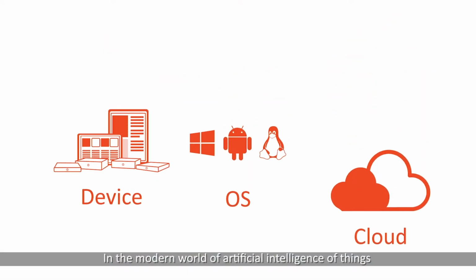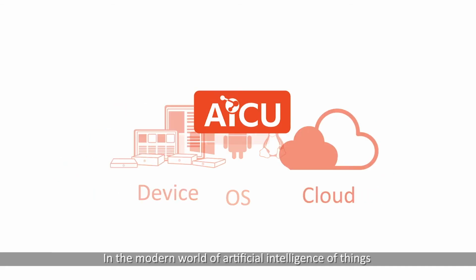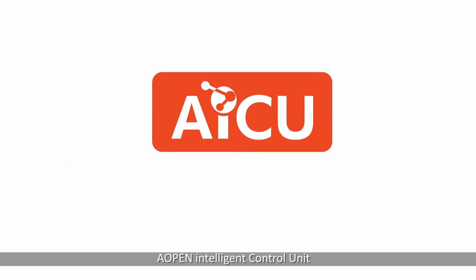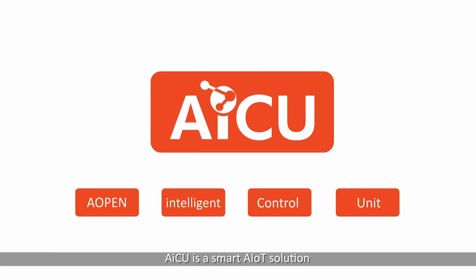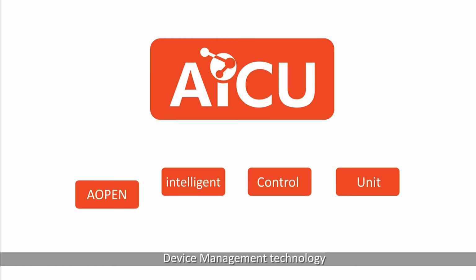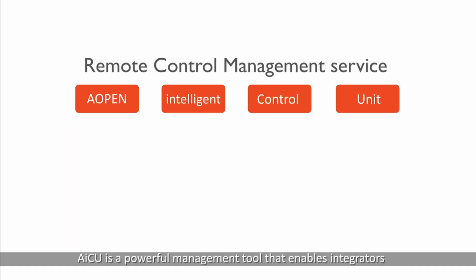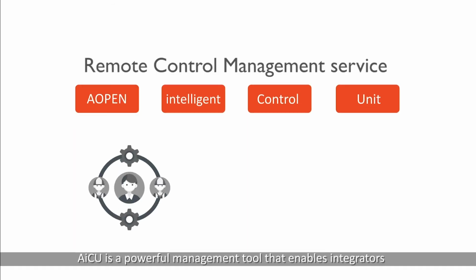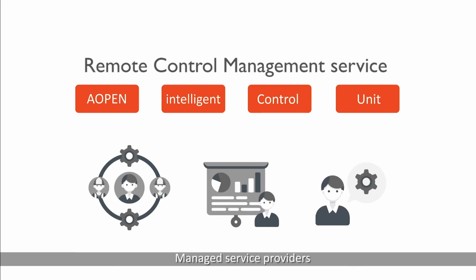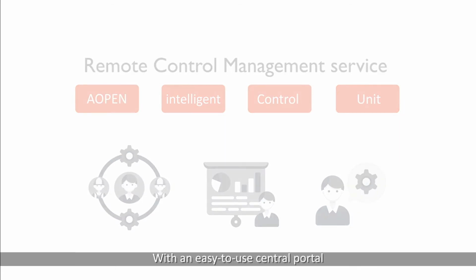In the modern world of artificial intelligence of things, AOPEN Intelligent Control Unit, AiCU, is a smart AIoT solution that brings together cloud service with advanced device management technology. AiCU is a powerful management tool that enables integrators, software providers, and managed service providers with an easy-to-use central portal.